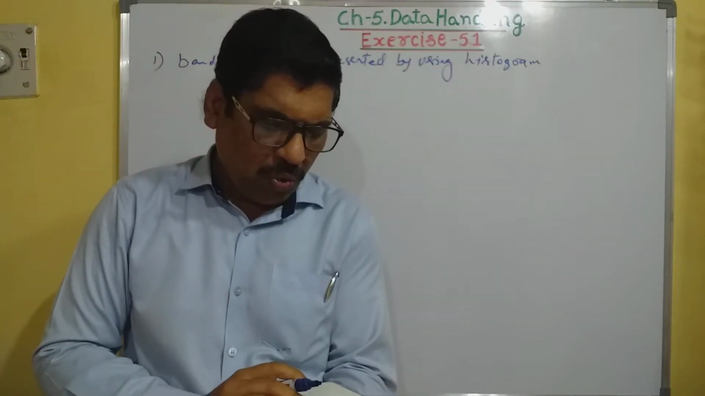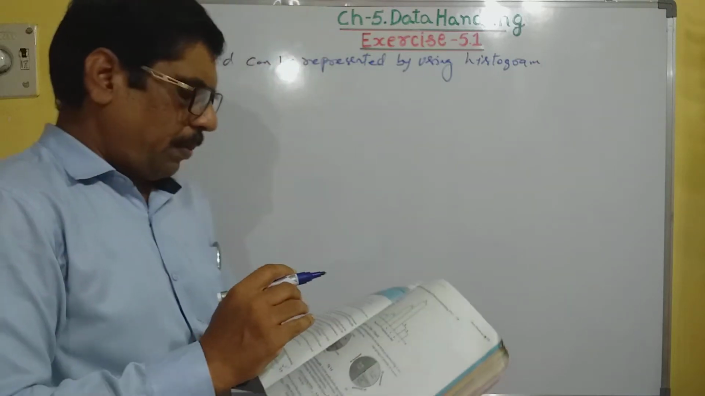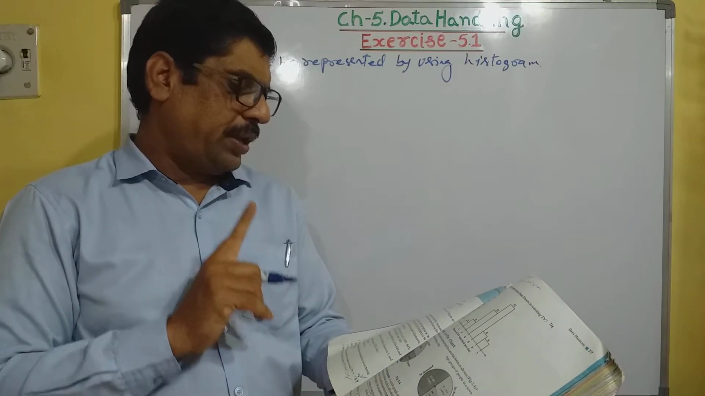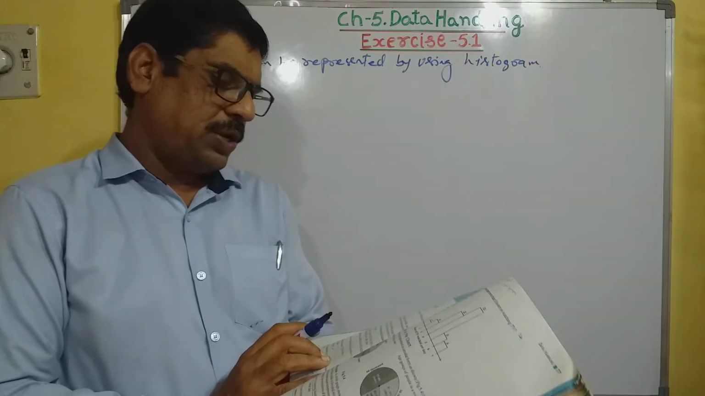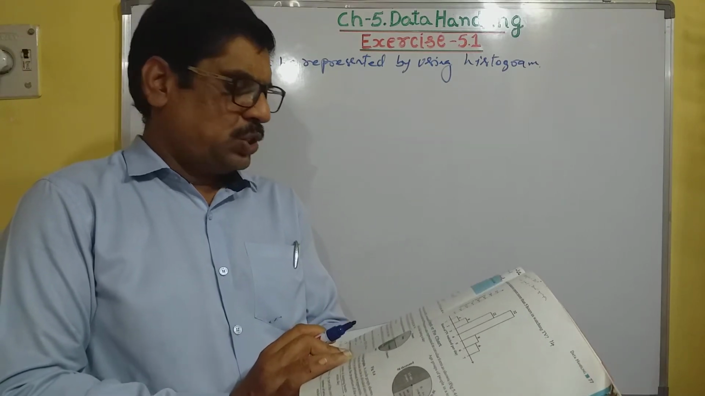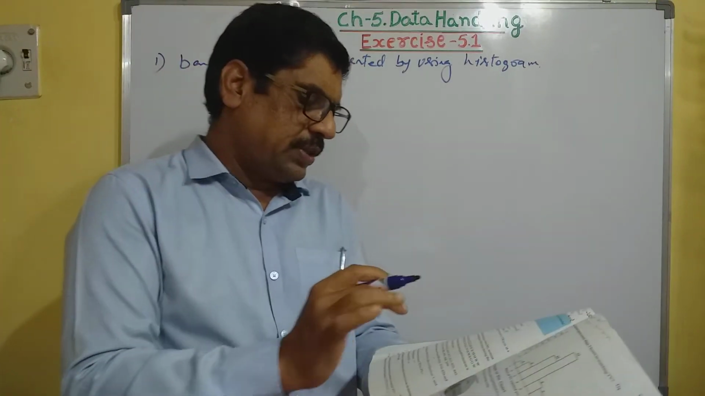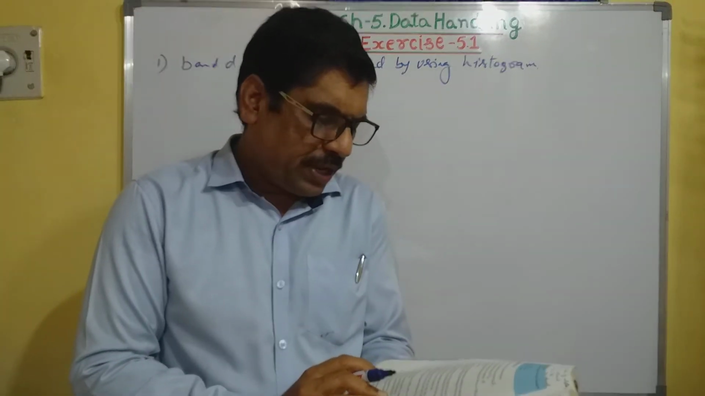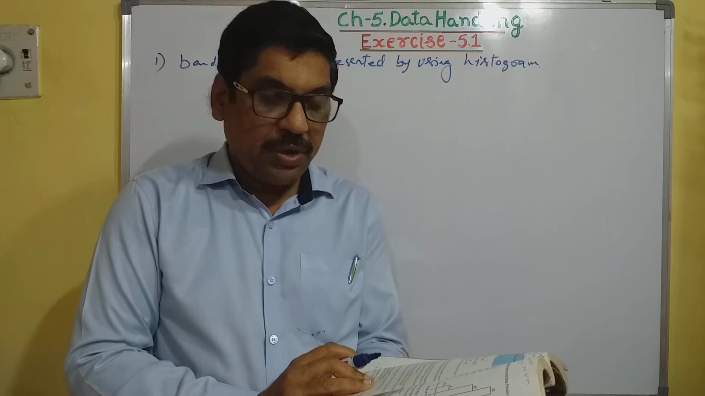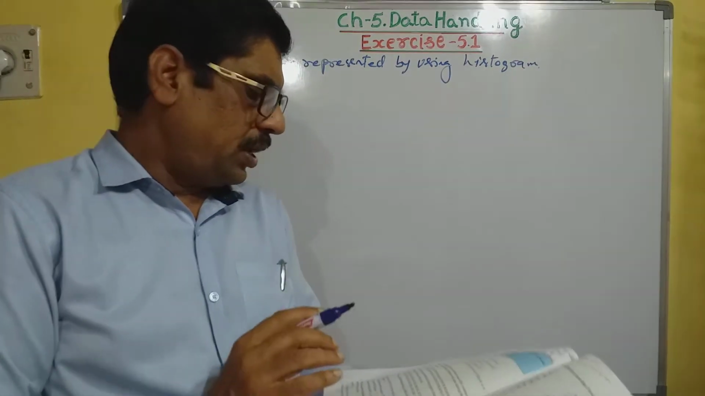The shoppers who come to a departmental store are marked as man, capital M, woman, W, boy, capital B, or girl, capital G. The following list gives the shoppers who came during the first hour in the morning. So this is the data given. Now make a frequency distribution table using tally marks and draw a bar graph to illustrate it. We need to draw the bar graph also for this. Okay, let us do this problem.